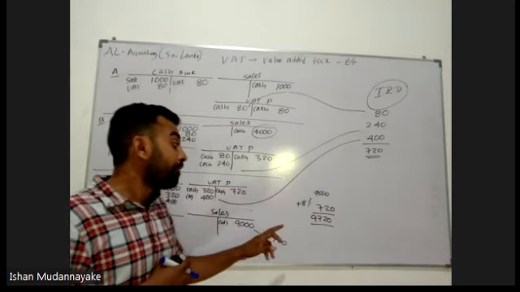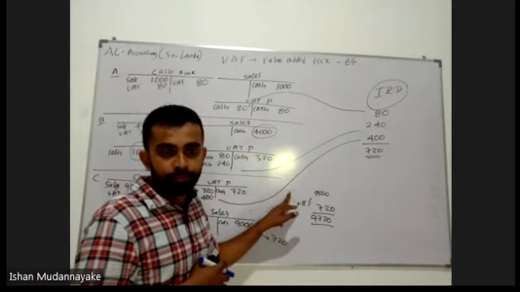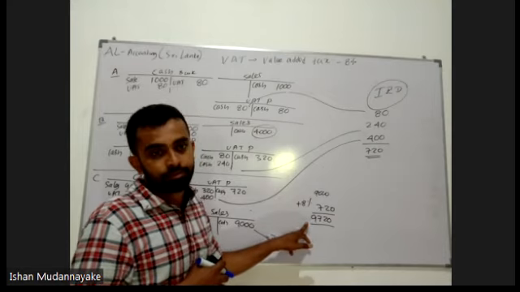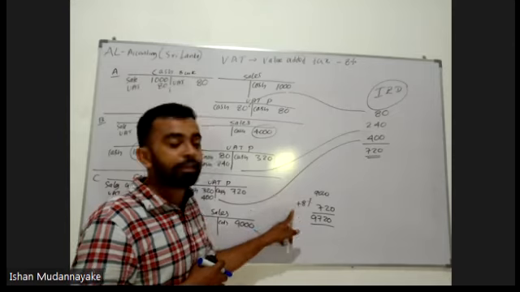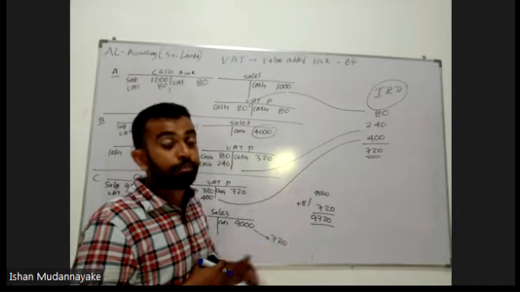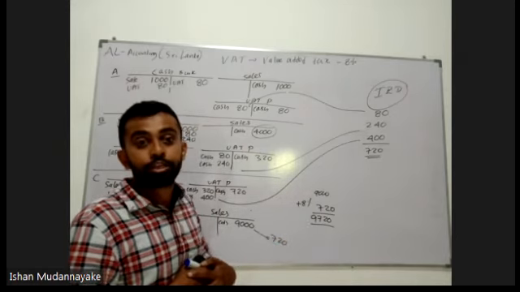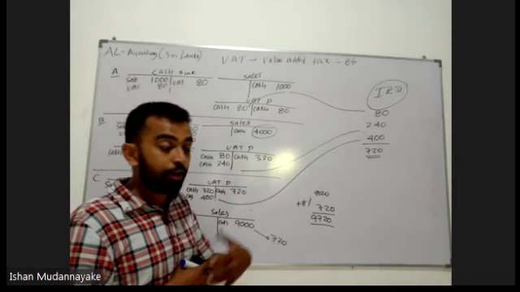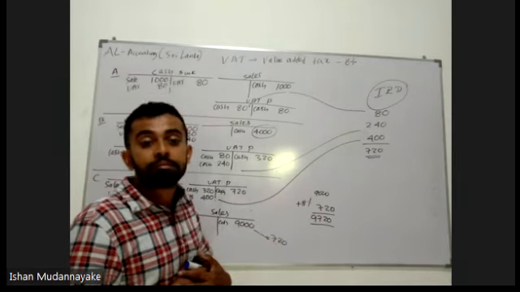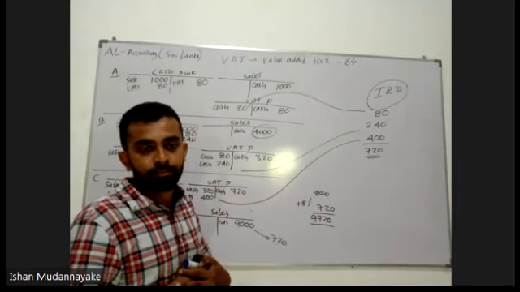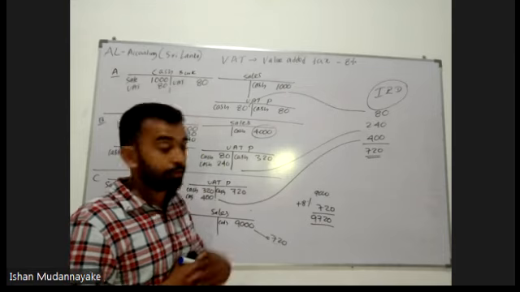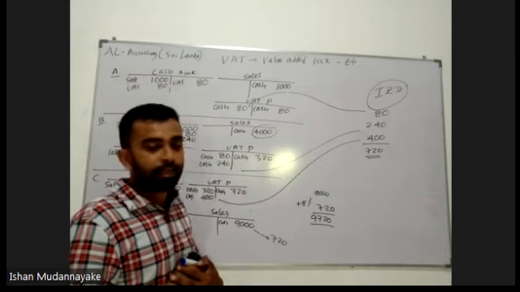It means if the government increases the value added tax, what will happen? Price will increase. If the government decreases the value added tax, what will happen? The price of the product will decrease. That is the impact of value added tax on the economy, on the price level of the economy. If the government imposes more and more taxes, the price level of the economy will increase. So this is the basic idea of value added tax.